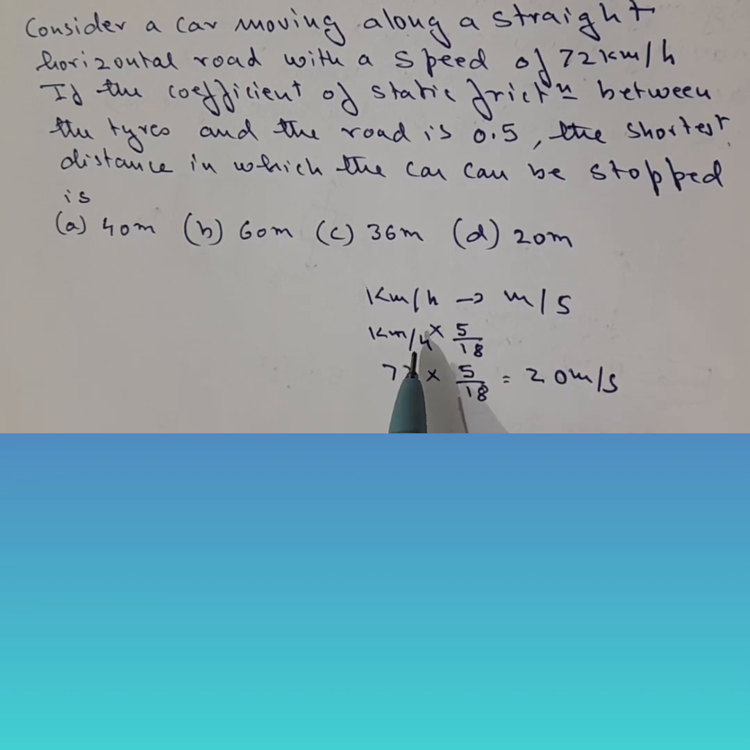And if it is the other way around, like meters per second has to be converted to kilometers per hour, then that meter per second has to be multiplied by 18 by 5. So we get it back. So this is one thing which you have got to keep in mind.